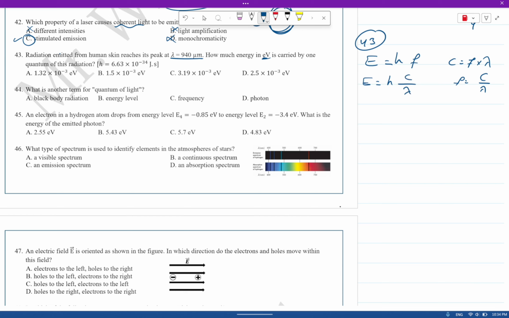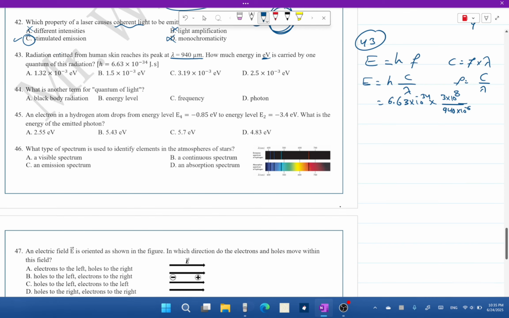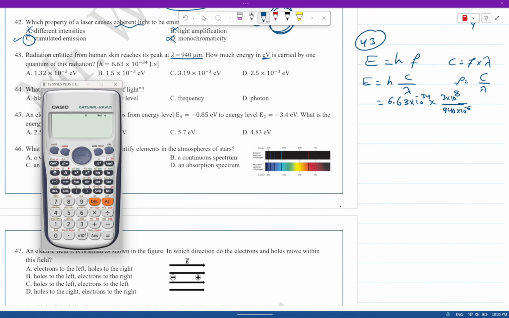So now all you have to do is just do the math. Let's do it here. Planck's constant is 6.63 times 10 to the power negative 34 multiplied by speed of light, that is 3 times 10 to the power 8, divided by the wavelength, which is 940 micro, that is 10 to the power negative 6. Let's do the math and see what the energy is. But you have to be careful here. The energy that we get in here is going to be in joules. You have to convert that into electron volt.